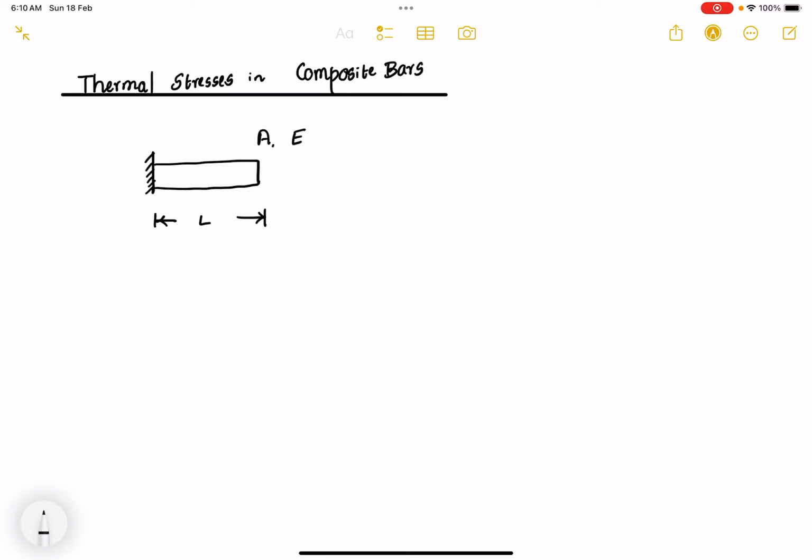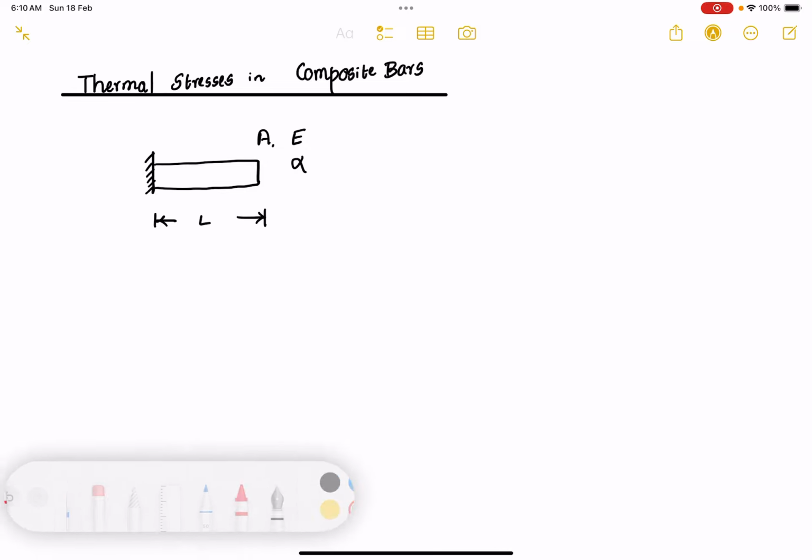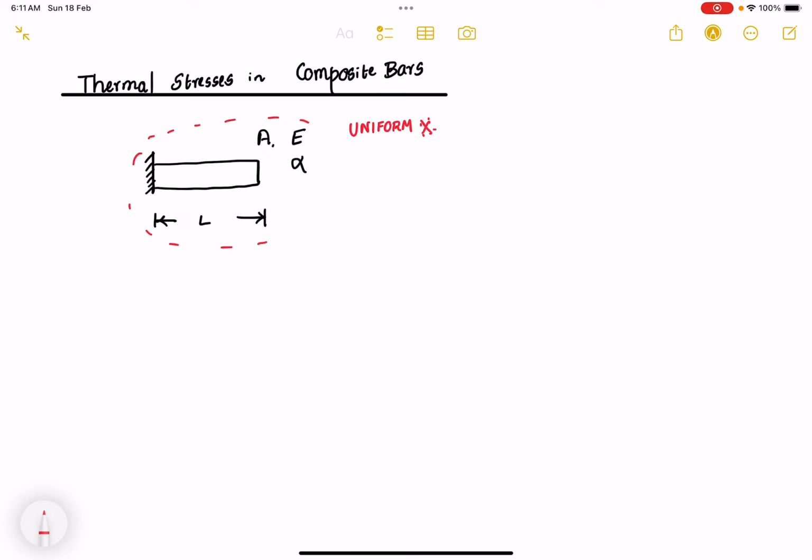The other material property that would be required is alpha, which is the coefficient of thermal expansion. Now, I'm going to increase the temperature of the bar in a very, very uniform fashion. The word uniform is very important in this context, because if you increase the temperature in a non-uniform fashion, then there will be thermal stresses that will crop up, okay? So I'm going to increase the temperature of the bar, throughout the surroundings, in a very uniform fashion.